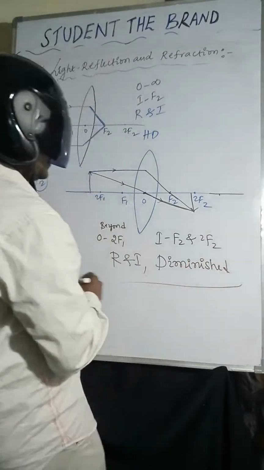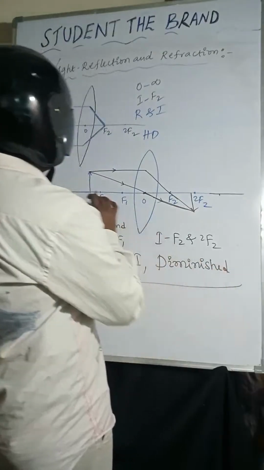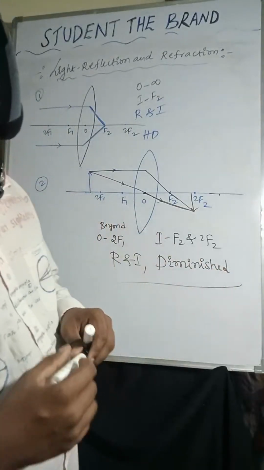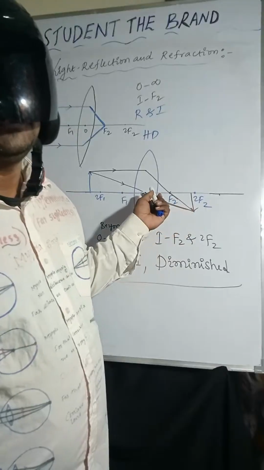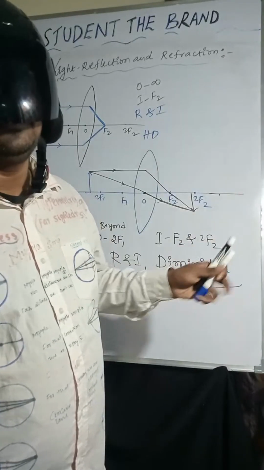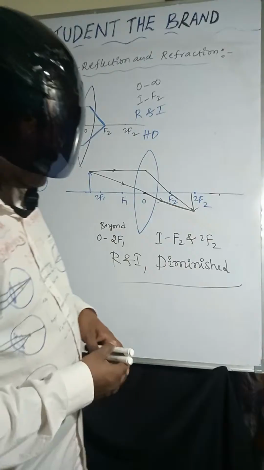So these are the two image formations. Next one, object is placed at 2F1, image will form at 2F2. We'll discuss those points.